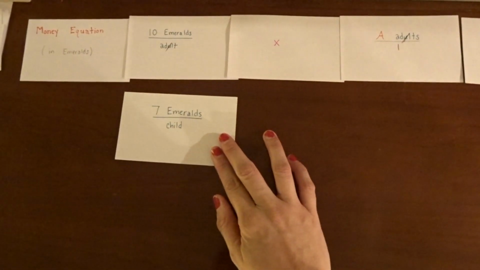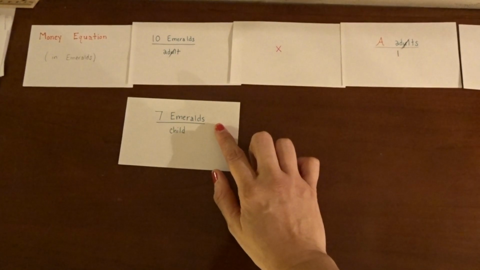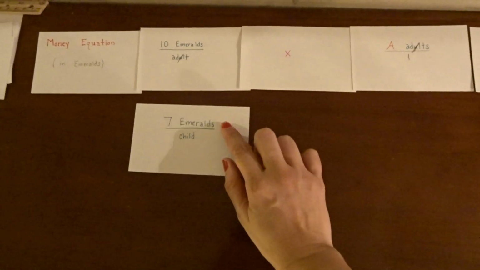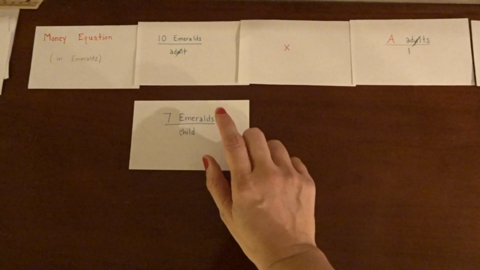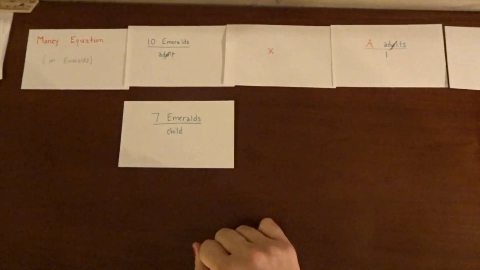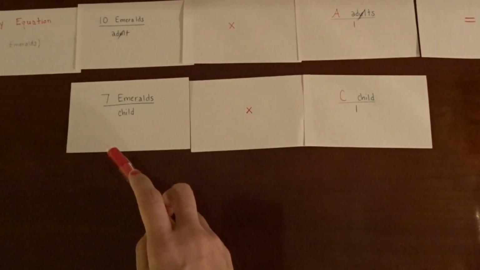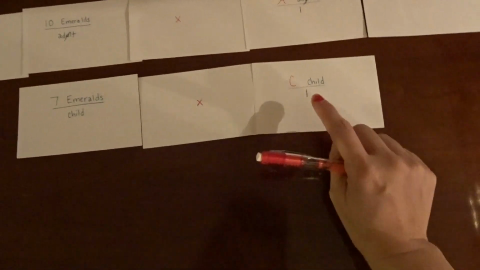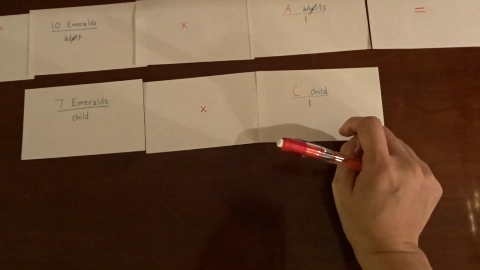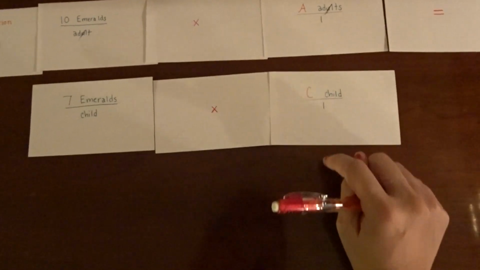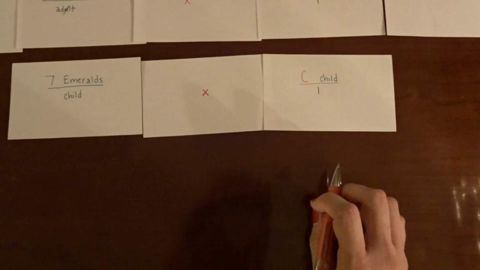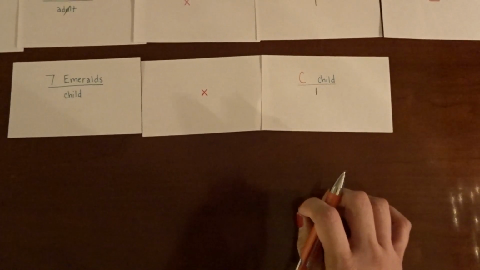We know that the price of one child ticket is 7 emeralds. So we have 7 emeralds per one child ticket. And we can take that piece of information and multiply it by our variable C. So we have 7 emeralds per one child ticket times the number of C child tickets, and we can put that all over 1. All right, the setup is good.